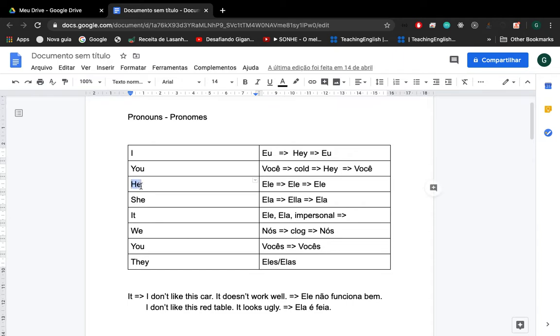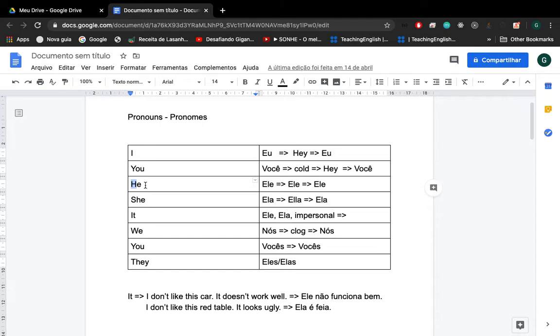The third pronoun, in the third person singular, is he, right? In English, just as in Portuguese, we use the pronoun he to refer to someone of the male gender, and that someone is a third person. For example, if I'm talking to someone and I'm going to say something to that person, I would refer to them as you. But when we're talking to someone about a third person, we use he.